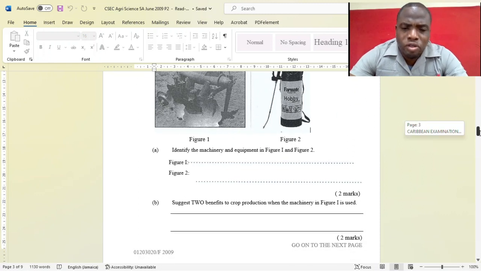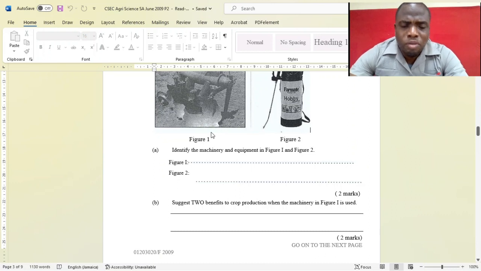Suggest 2 benefits to crop production when the machine in figure 1 is used. Now, in crop production, plowing the soil overall improves aeration. So it improves the oxygen content in the soil and it allows for root respiration. Plowing the soil, again, refining the soil using this machine would allow for better seed to soil contact.